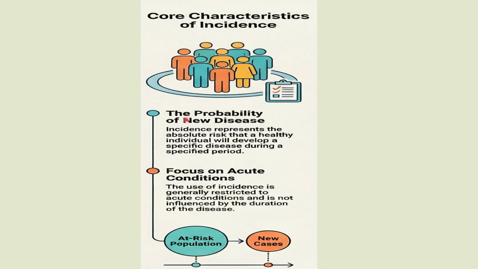Incidence is the probability of new disease. That is the absolute risk that a healthy person will develop a specific disease within a certain period of time. It's mainly used for acute conditions, think like flu, food poisoning, or COVID-19 in a short outbreak. Notice that incidence is not influenced by how long the disease lasts.